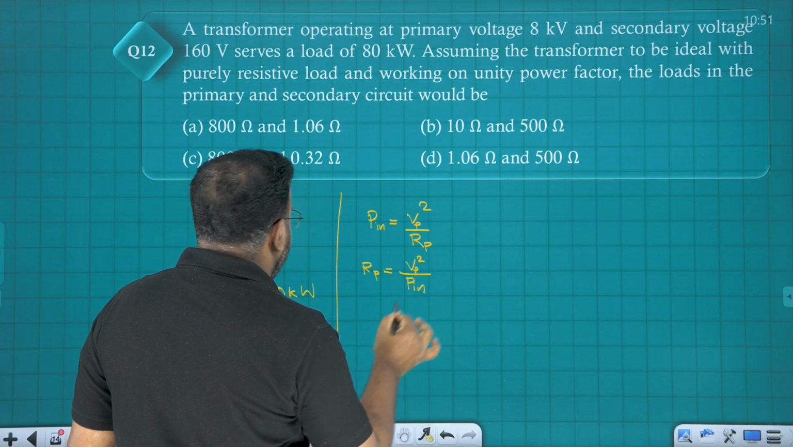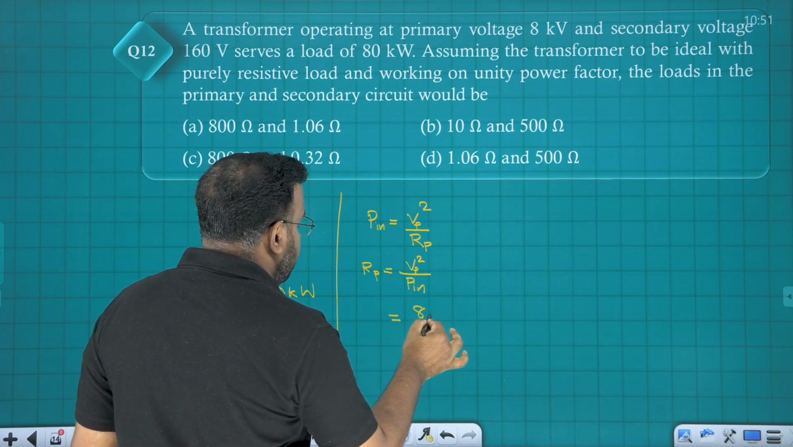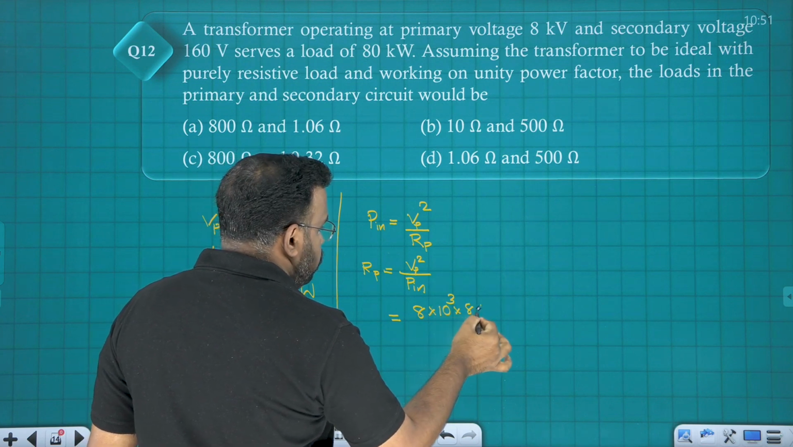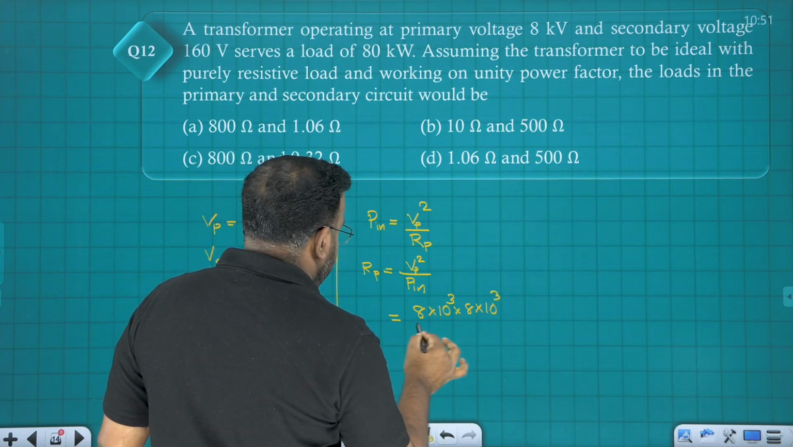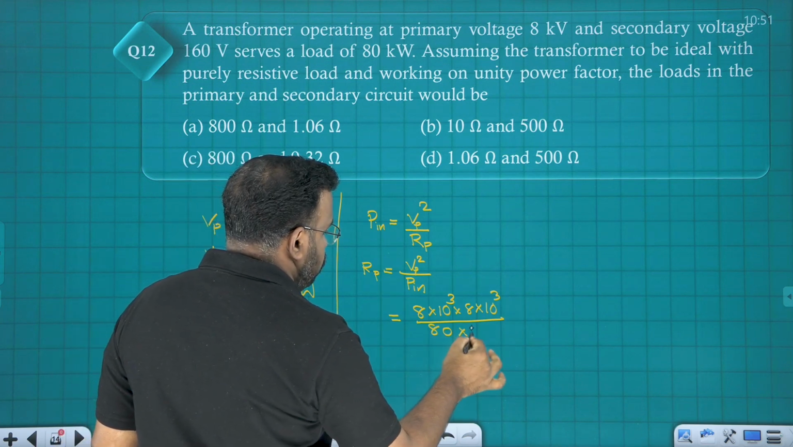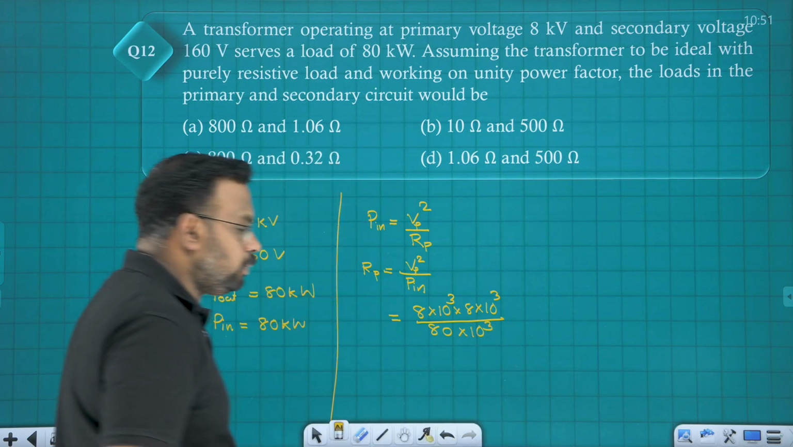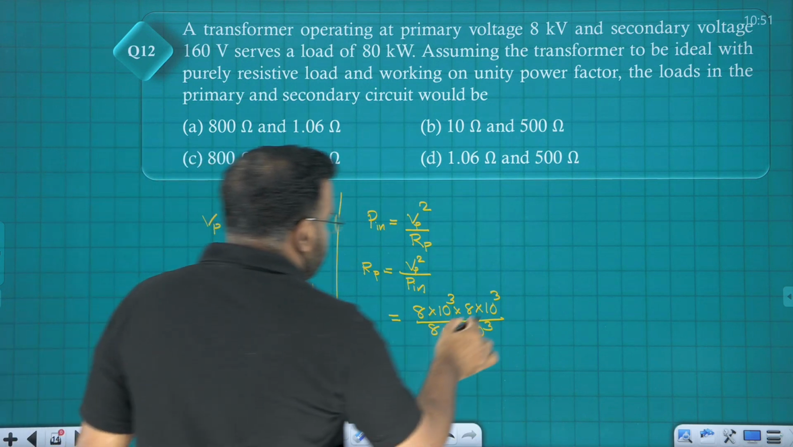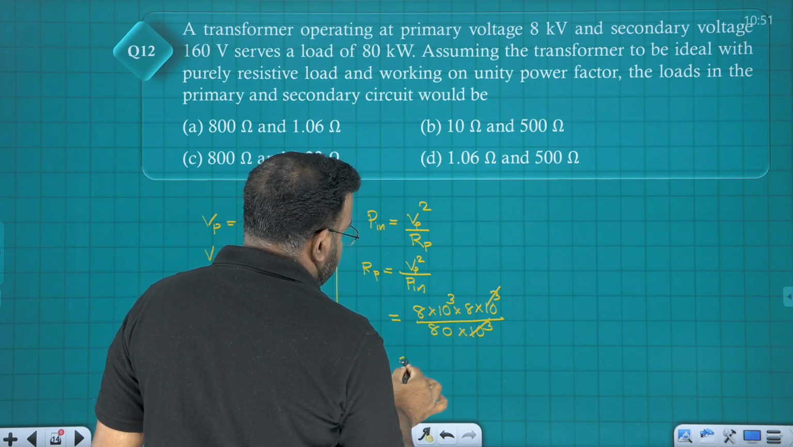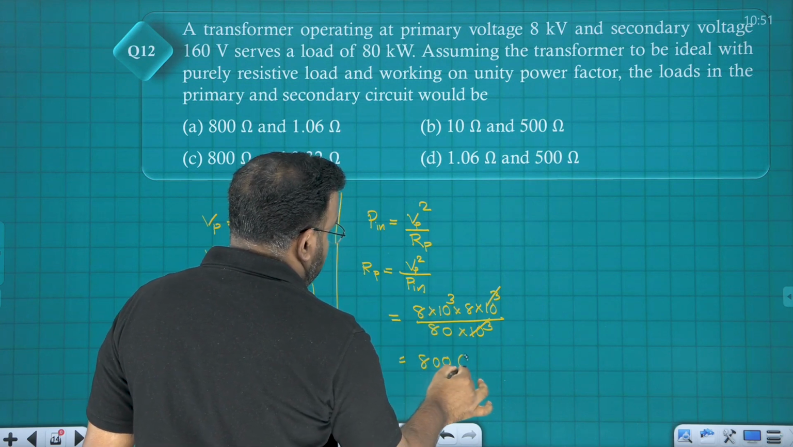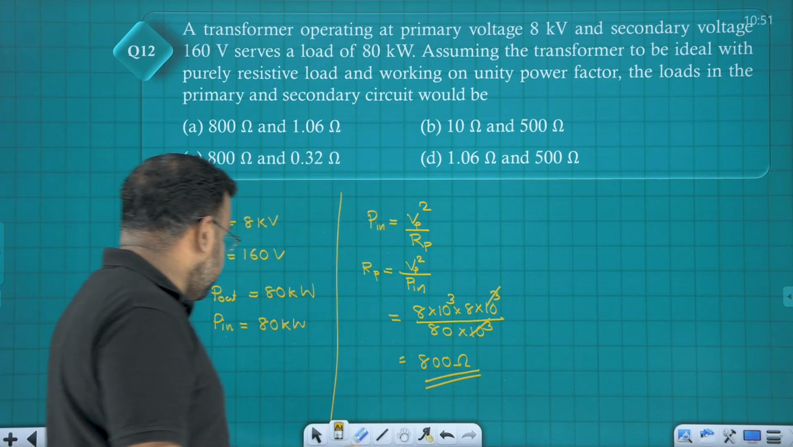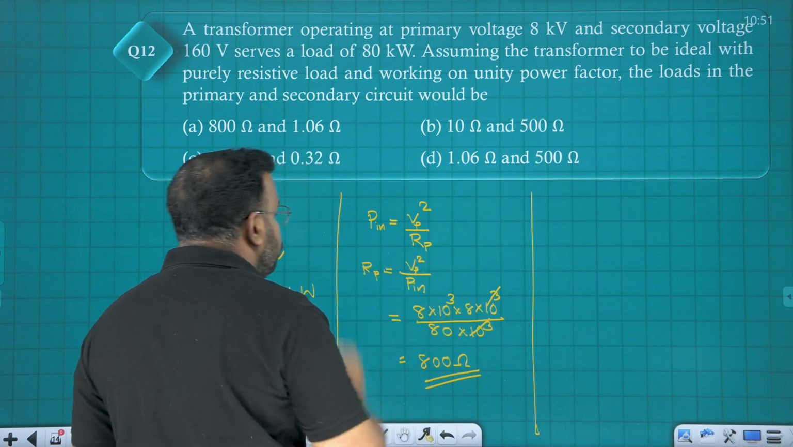What is Vp? 8 kilovolt, so 8 into 10 to the power 3. Square means one more 8 into 10 to the power 3. And what is P in? 80 kilowatt, so it is 80 into 10 to the power 3. So the 10 to the power 3 will be cancelling out, and 8 will be cancelling out. So we get the answer as 800 ohm. So our primary load will be 800 ohm.